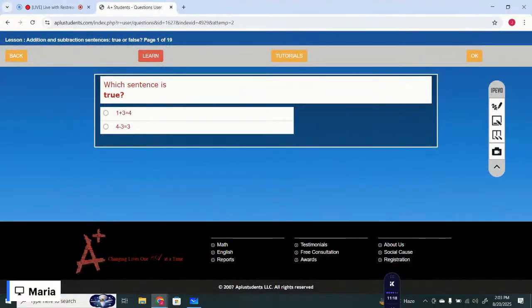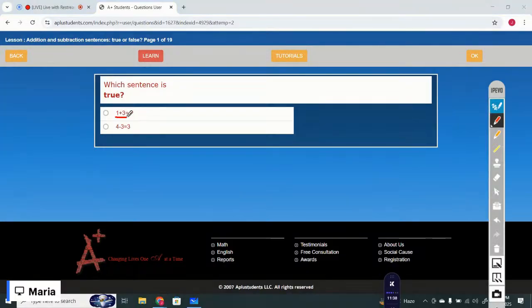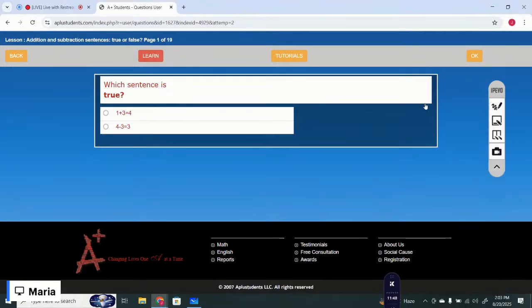Which sentence is true? We are given two sentences. 1 plus 3 equals 4 and 4 minus 3 equals 3. So let's just look at the first one. 1 plus 3, 3 plus 1 is 4. So both sides are exactly equal. That is true. Option number 1 is the correct option.